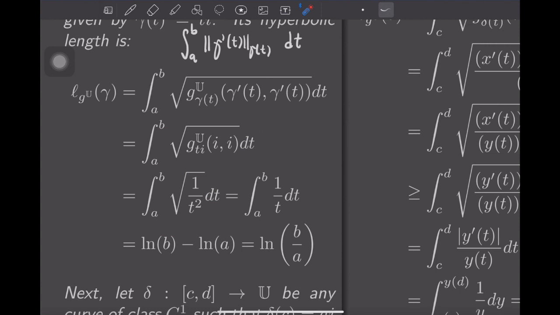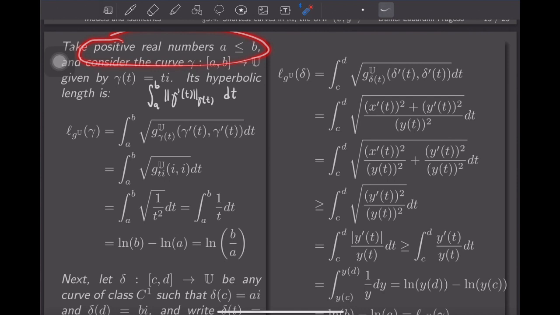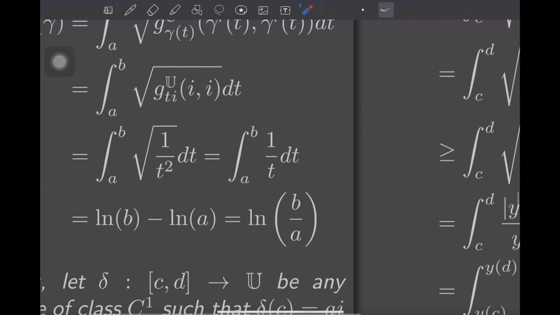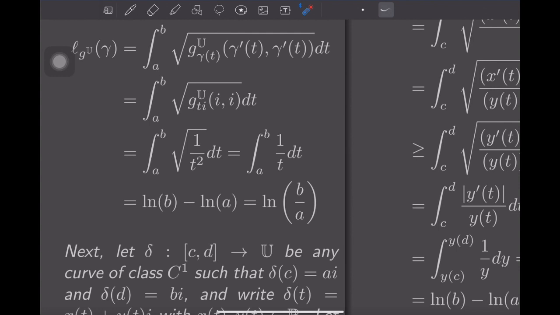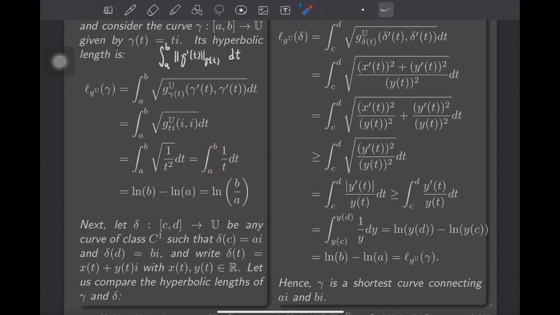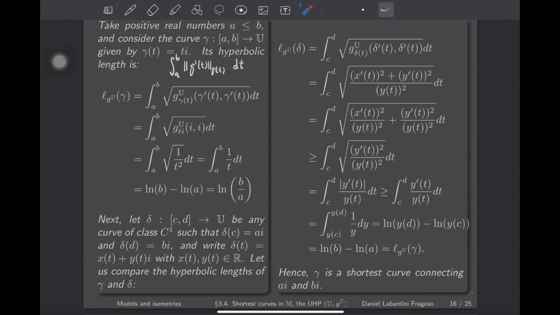Square root of a square just becomes the absolute value of the thing before the square, but t is positive, of course. I mean, at least from A to B, t is positive, and this integral we know. It's just the logarithm, the difference of the logarithms of the limits of integration. Okay, so this was easy. The length of my obvious candidate connecting A to B in the upper half plane is just this natural logarithm.